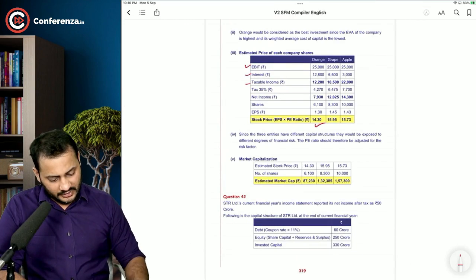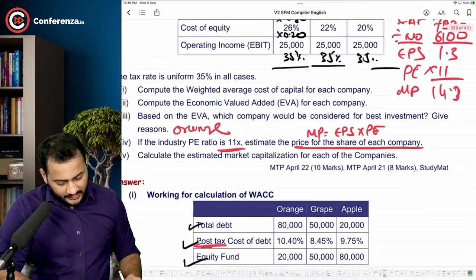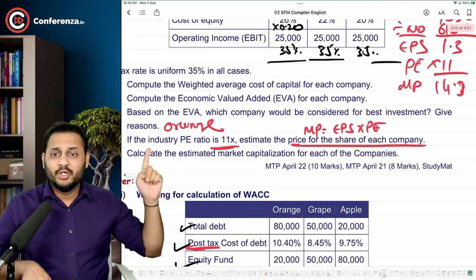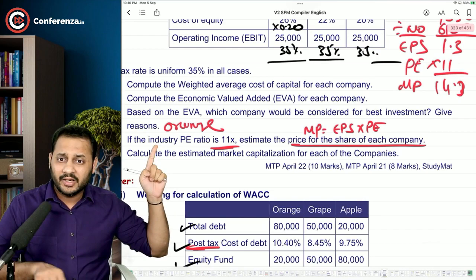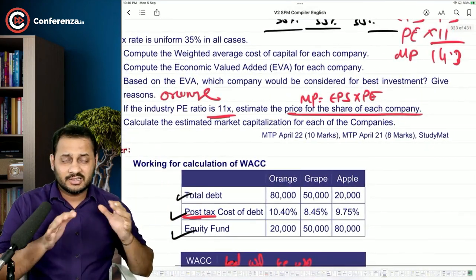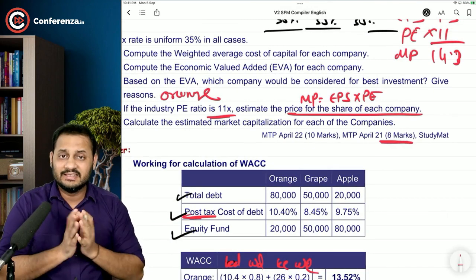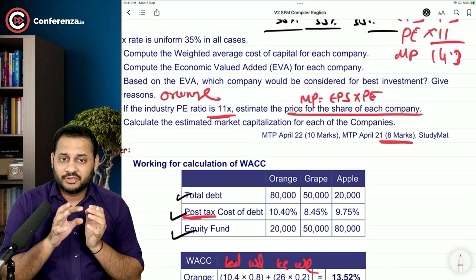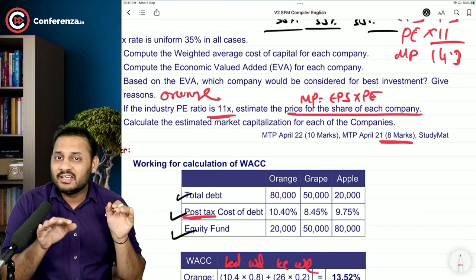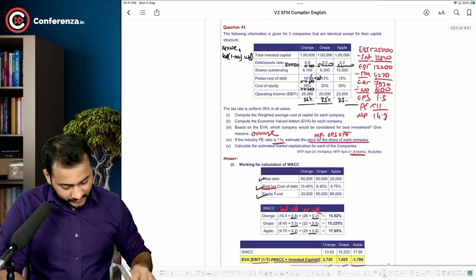Okay. Last question of this 41. Calculate the estimated market capitalization for each company. You have just calculated the market price, multiply it with the number of shares, and you will reach this value. This is something which will give you easy marks, 8 marks easily. If this question comes in the exam, it's bonus marks for you, because nothing is difficult in this question. Cool, sir. Let's come over to the next question now.